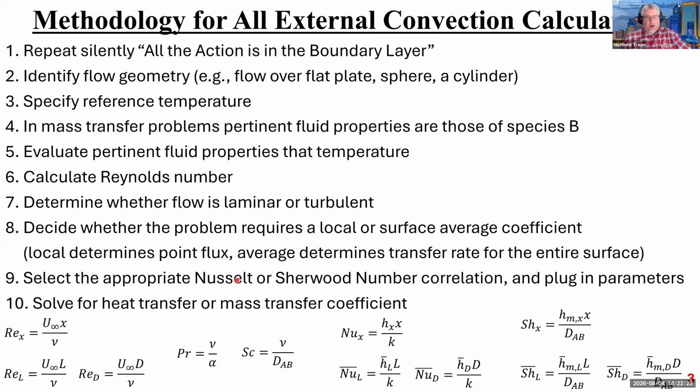So once you pick the appropriate correlation, you're going to plug in the parameters that you found in all the previous steps, and out will pop the appropriate heat or mass transfer coefficient, which you then use in Newton's law of cooling to figure out how much heat got moved for a particular temperature difference. So that's the sequence.